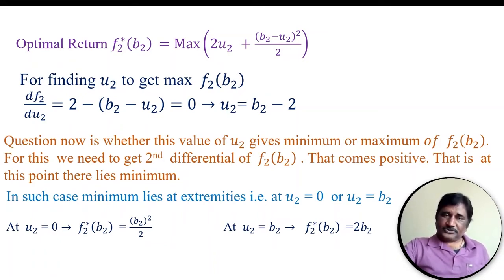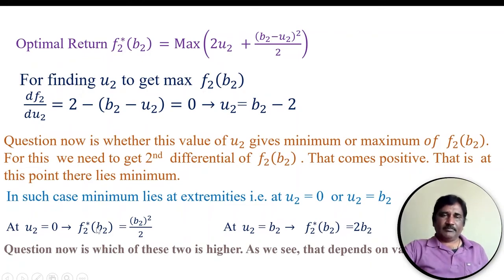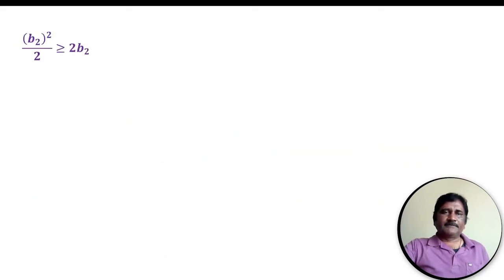You will have to check which of these two values is better value, more value. For that, the question now is which of these two is higher. As we see, that depends on the value of b2, because at 0 you are getting the function value b2 square by 2, and at b2 you are getting 2b2. So it really depends on the value of b2, right?